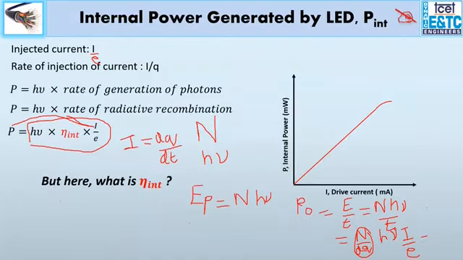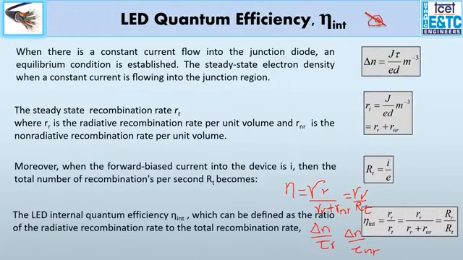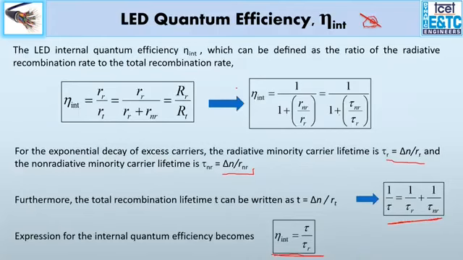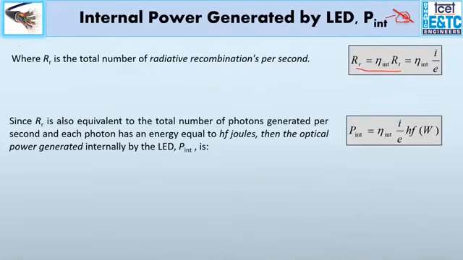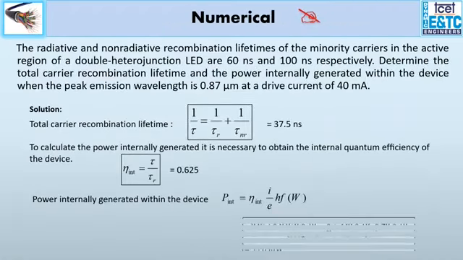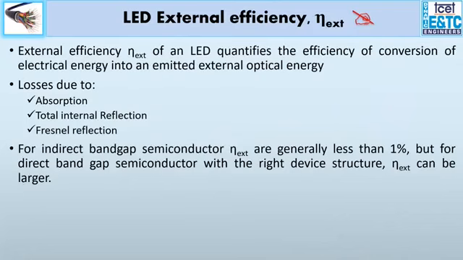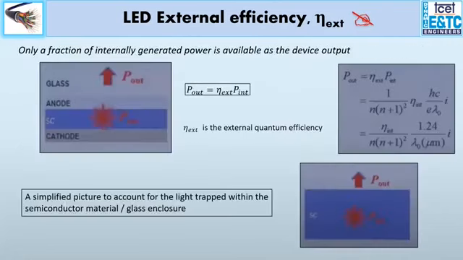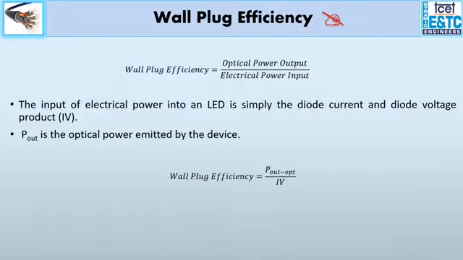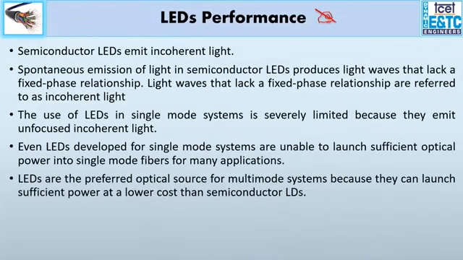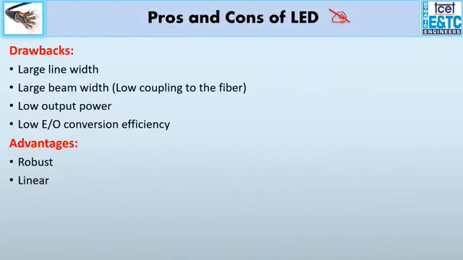If we see the relationship between the optical power and the current, we get a direct relationship. We can also calculate the internal quantum efficiency by using the minority carrier lifetime of radiative and non-radiative recombination. We also solved many numericals, because numericals will be asked on this, or even the derivation of internal quantum efficiency can be asked. Then finally, we looked into the LED external efficiency and wall plug efficiency and solved the numericals. So this is what we covered in today's class.